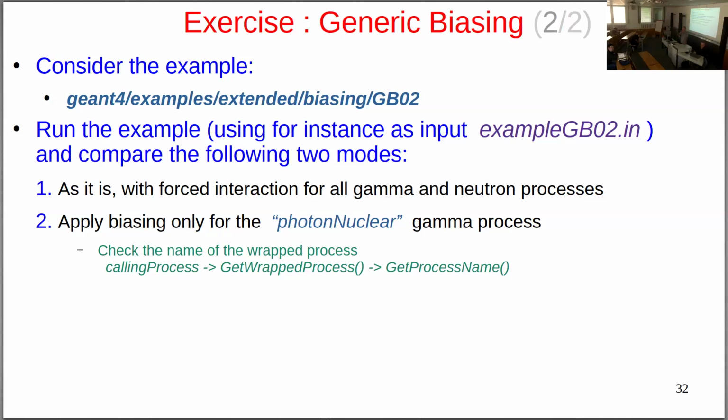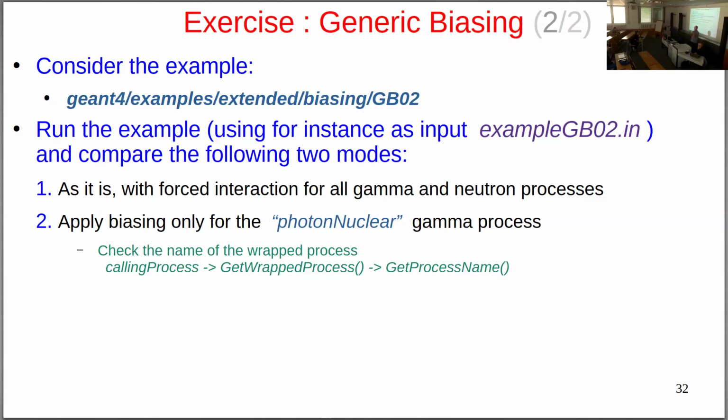There is a question. Thank you. So my question is related to biasing for neutral particles like neutrons. What is the difference between cross-section biasing and force collision biasing, and which one is better to use regarding inelastic interactions?